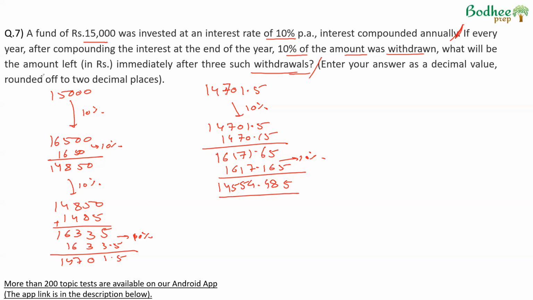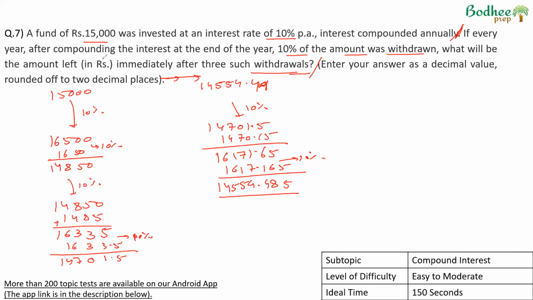Enter your answer in the decimal value rounded off to two decimal places. So the answer that we'll input will be 14,554.49 up to two places of decimal. That becomes the answer. Again, conceptually easy question. The calculation might take a bit of time. So therefore, I'm saying about 2.5 minutes to solve. But again, since I know I'll get the answer easily, I would attempt such a question in the exam.